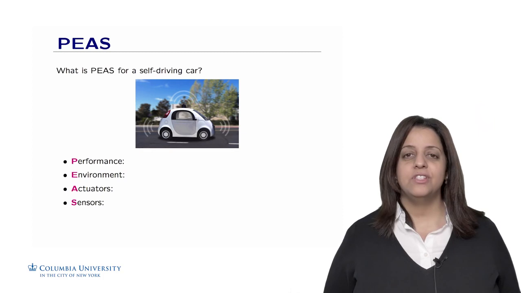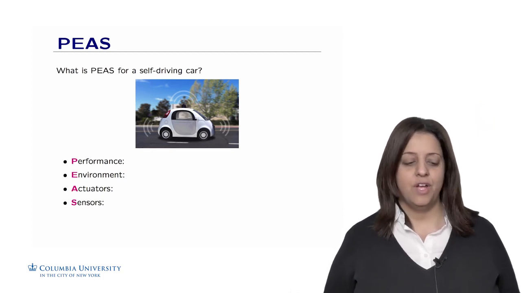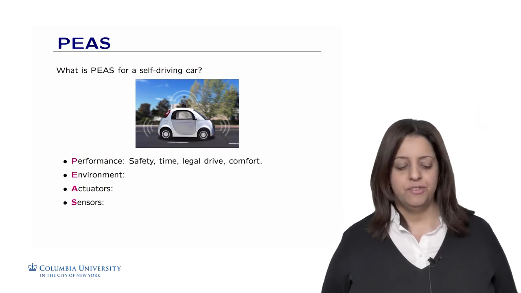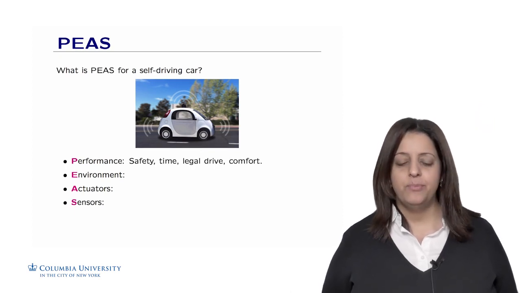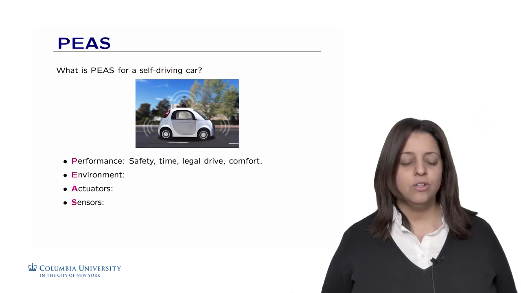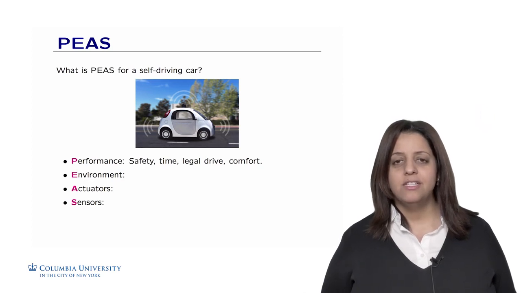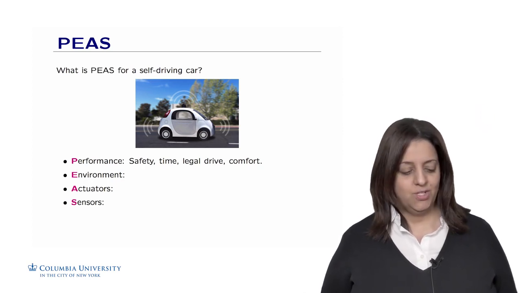So let's define PEAS for some intelligent agents, and let's start with the self-driving car. For a self-driving car, the passenger would care about the following performance measures, which could be the safety of the passenger, their comfort, and also the time to destination. We care also about legal driving. We don't want a self-driving car that crosses red lights or harms pedestrians.